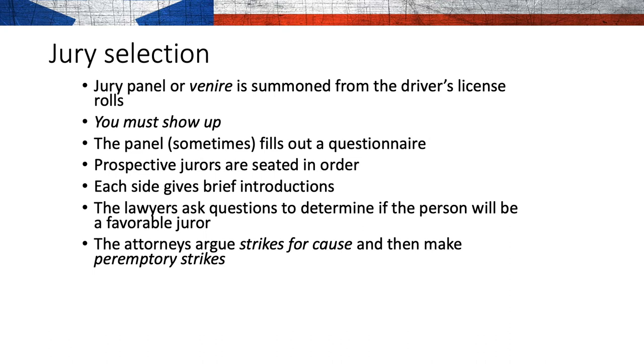So if I see that of the first 10 jurors that are seated on the front row, I have five of those people are little old ladies that I think are going to find my client was responsible for beating up a little old lady, then I am going to want to argue a strike for cause, because if I only have three peremptory strikes, I'm not going to be able to get rid of all those little old ladies on the front row. So that's why you want to argue strikes for cause versus peremptory strikes.